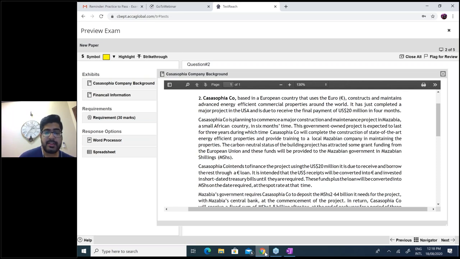Casa Sofia intends to finance the project using the 20 million it is due to receive and borrow the rest through a euro loan. It is intended that US dollar receipts will be converted into euros and invested in short dated bills until they are required. These funds plus the loan will be converted into shillings on the date required at the spot rate at that time.